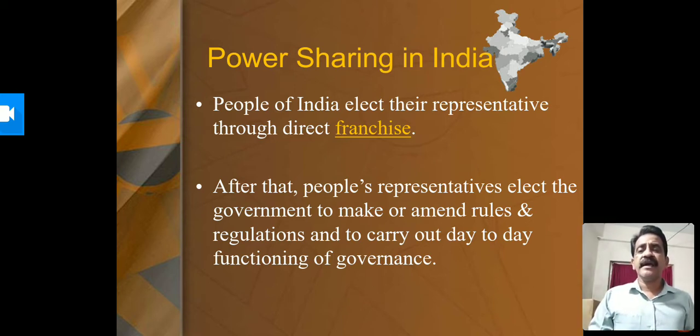Power sharing in India, how it is done. People of India elect their representatives through direct franchise, like universal franchise. Every adult above the age of 18 has the right to vote. That's how we cast our vote. After that, people's representatives elect the government to make or amend rules and regulations and to carry out day-to-day functioning of governance. The government is formed by ministers, MPs and MLAs. The chief minister is elected, the prime minister is at the center. So they frame the rules and regulations for the governance of the people.